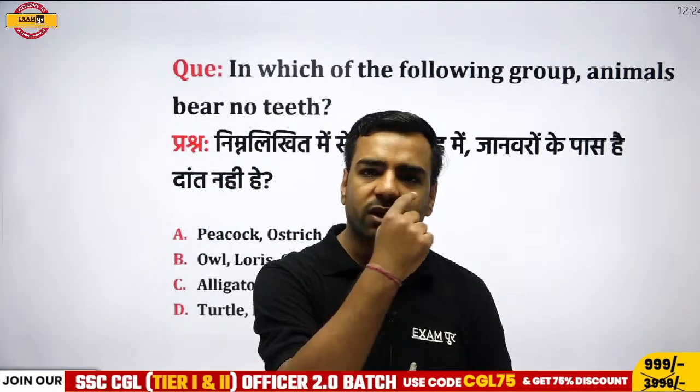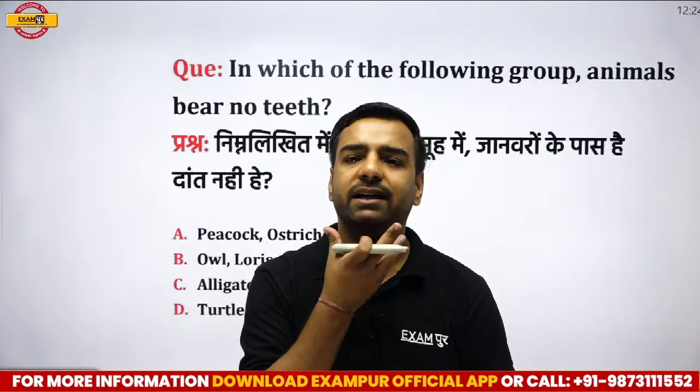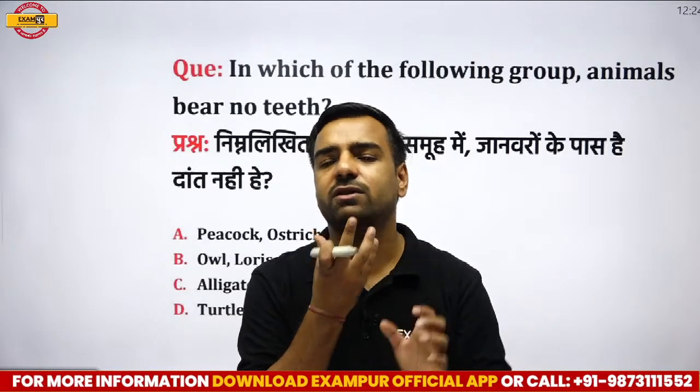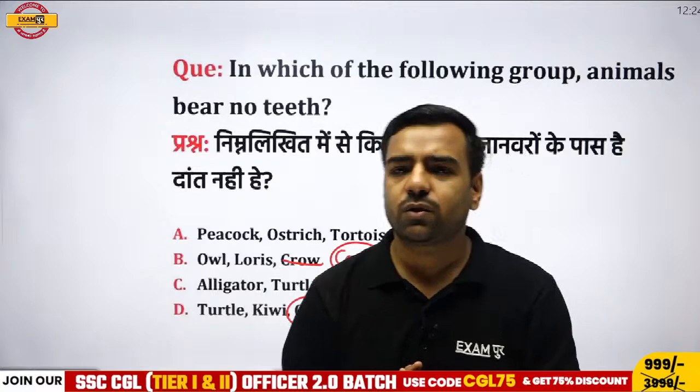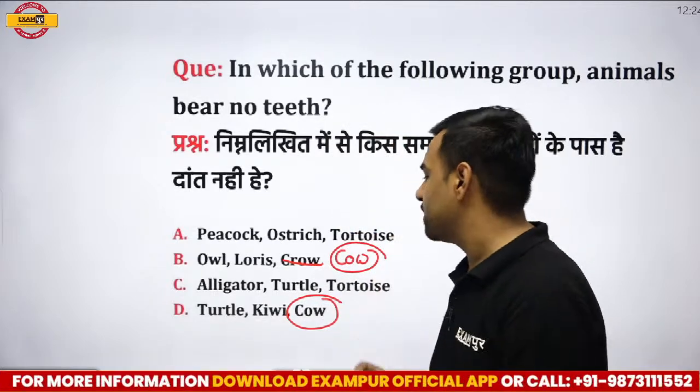It will have teeth on one of the ends. That is, the topmost part has teeth, and the bottom part has a hard surface on which it is crushing that particular grass or whatever it is. So here, teeth are actually present in the cow as well.